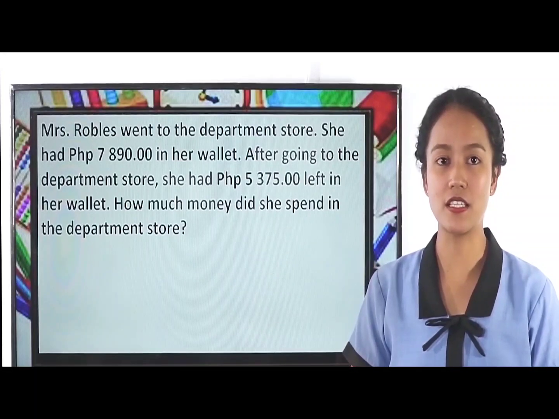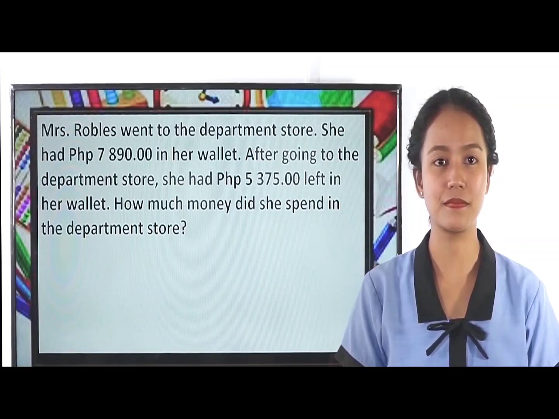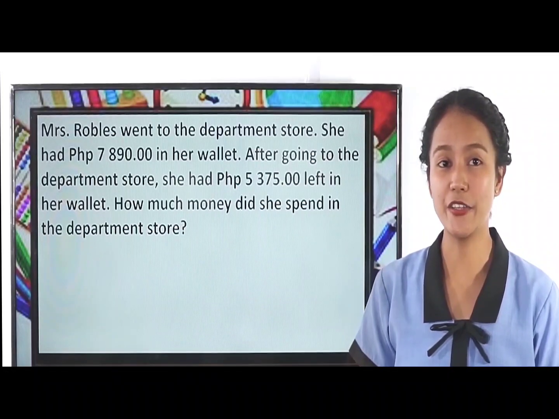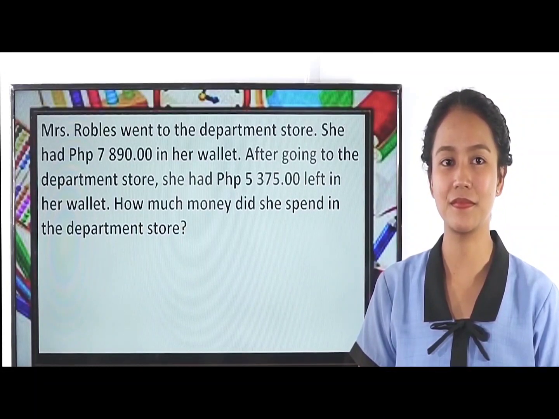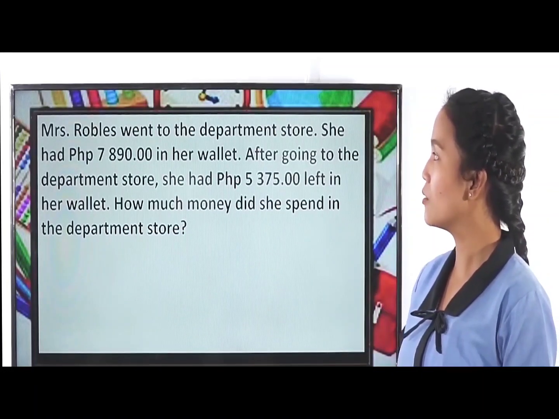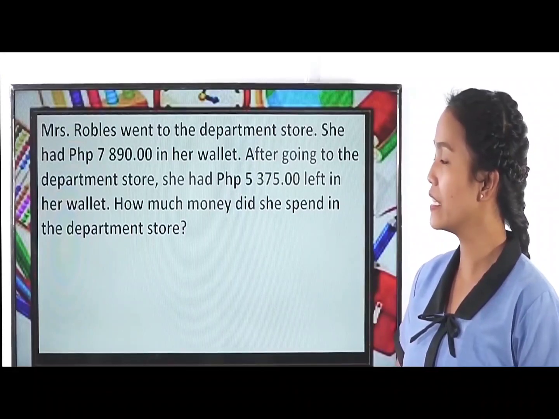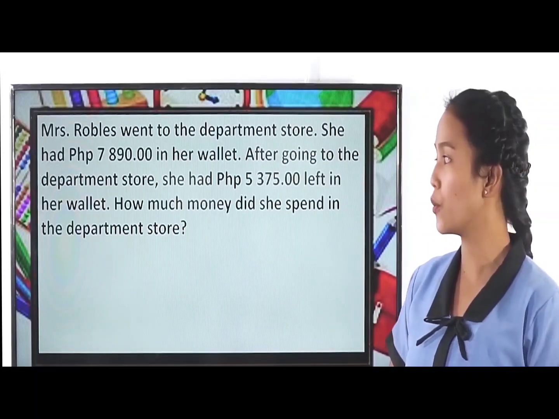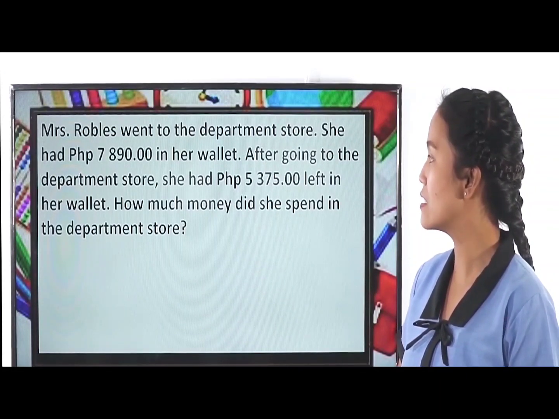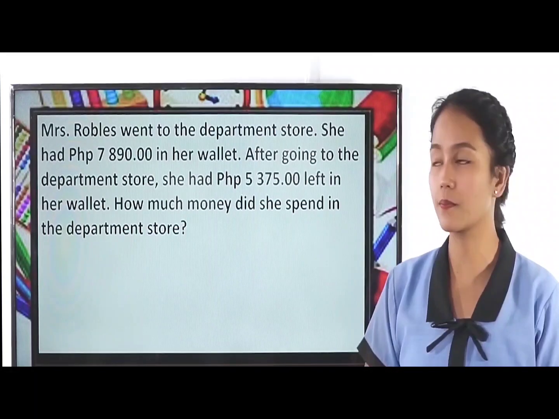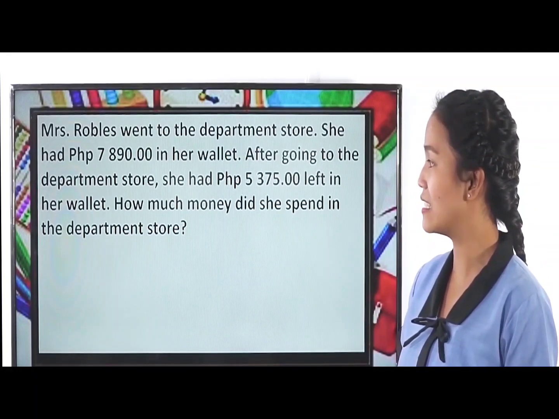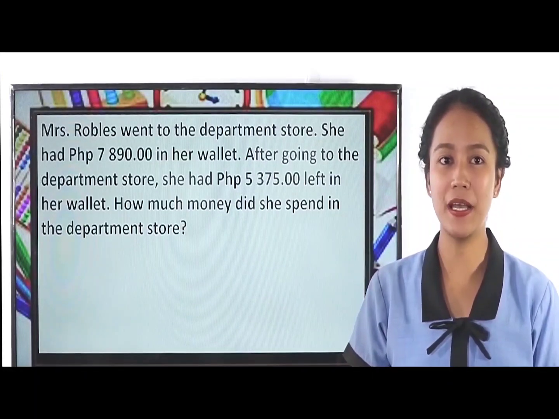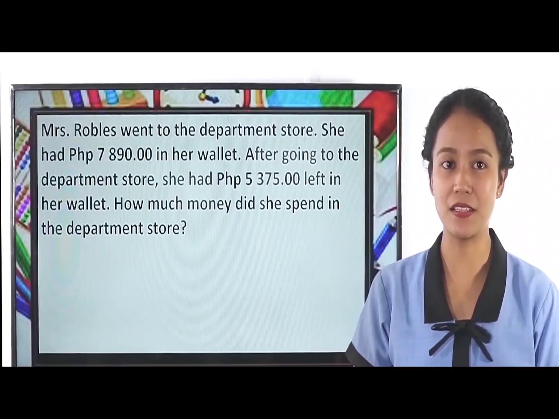Next, try to solve this. Are you done? Mrs. Robles went to the department store. She had 7,890 pesos in her wallet. After going to the department store, she had 5,375 pesos left in her wallet. How much money did she spend in the department store? Here, we are asked to find the money Mrs. Robles spent in the department store.